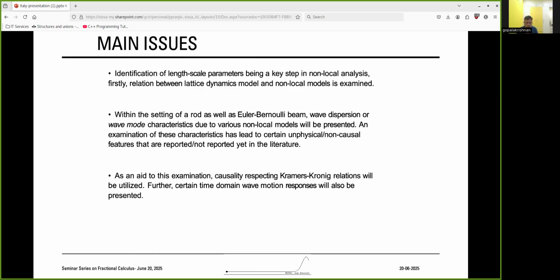We get a regular rod, and the elementary beam is the Bernoulli-Euler beam. Sometimes we use higher order beam theories. We will look at all the wave modes and we will see whether there are unphysical or non-causal features here. And if so, we'll try to explain them with a certain causality theorem that we'll bring in and see how this can be modified. Next, please.